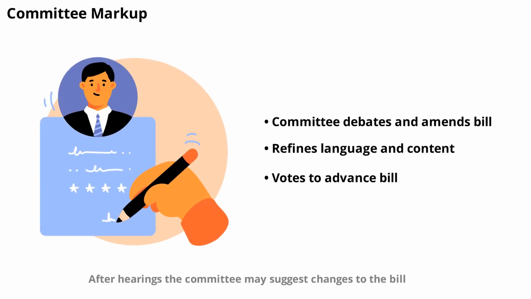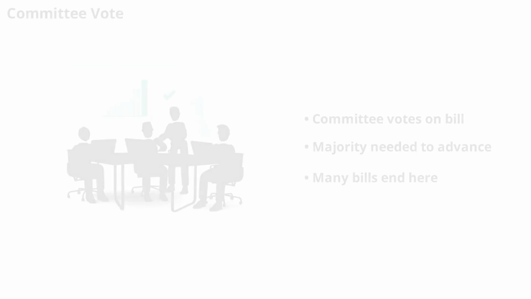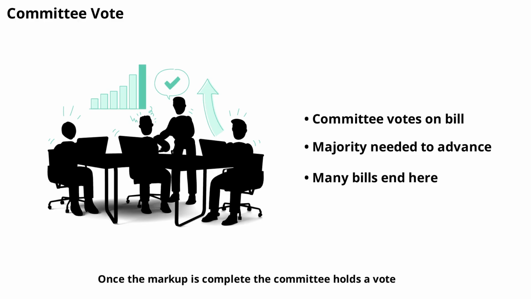After hearings, the committee may suggest changes to the bill. This process is called markup. During markup sessions, committee members debate, amend, and rewrite parts of the bill to address concerns or improve its effectiveness. The goal is to refine the bill so it stands a better chance of passing. Once the committee is satisfied, they vote on whether to send the bill back to the full legislative body for further consideration. Once the markup is complete, the committee holds a vote.